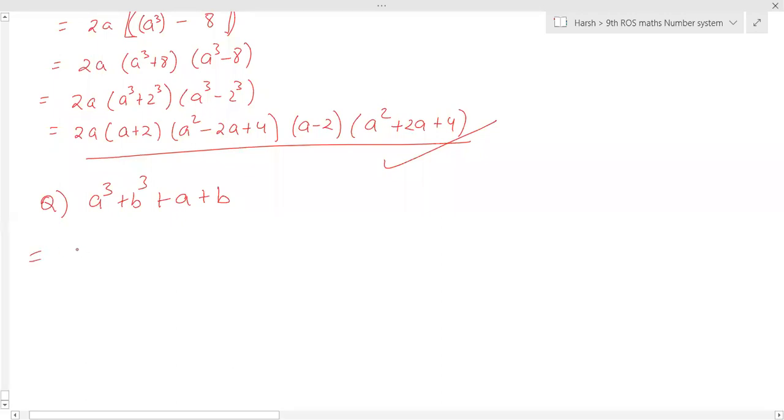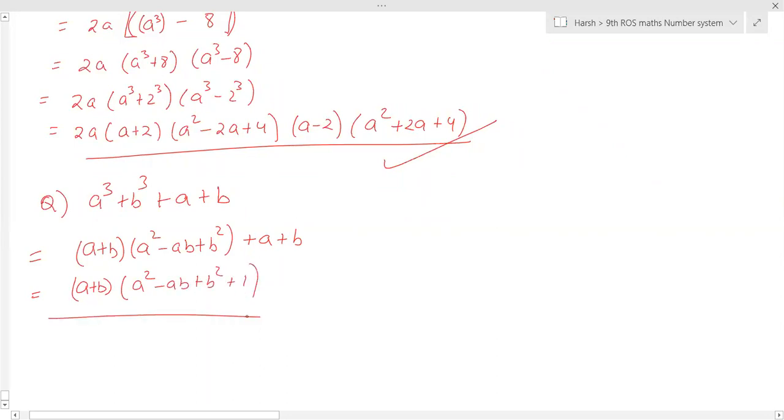So first you need to factorize a cube plus b cube. It's a plus b, a square minus ab plus b square. And then outside the bracket a plus b. Now you can take a plus b as common. And 1 will be left, plus 1. Absolutely correct. This is the answer. Got it, others?